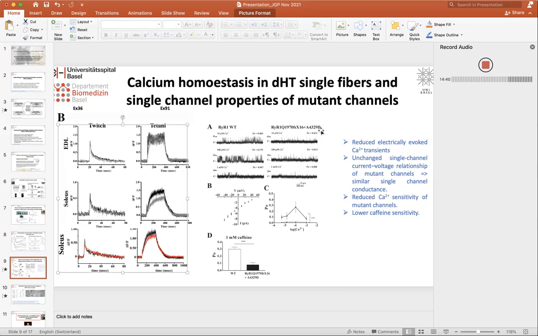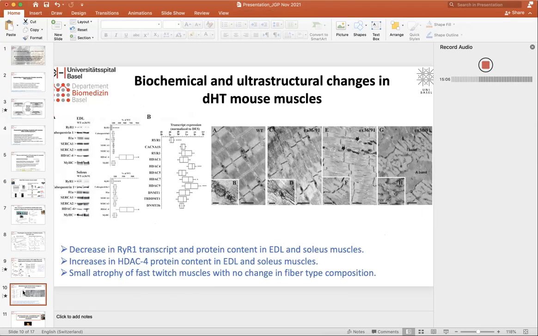Well, the double hetero mice channels behave differently. You can see here that they have lost their calcium sensitivity, meaning that even if you change the calcium concentration, you don't have a change in the open probability. So the double hetero channels have a reduced calcium sensitivity, and they also have a lower caffeine sensitivity.